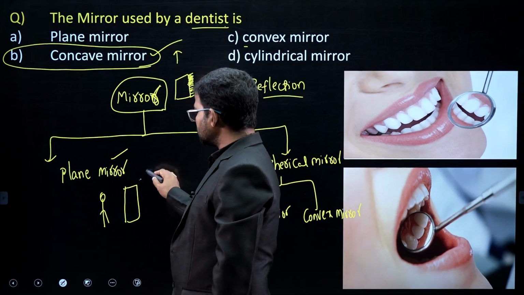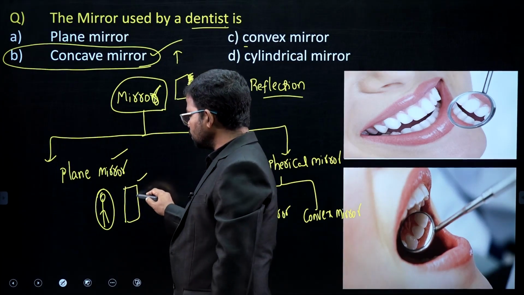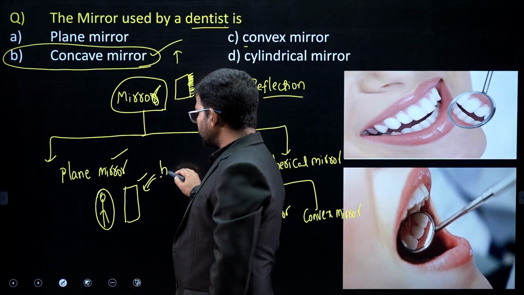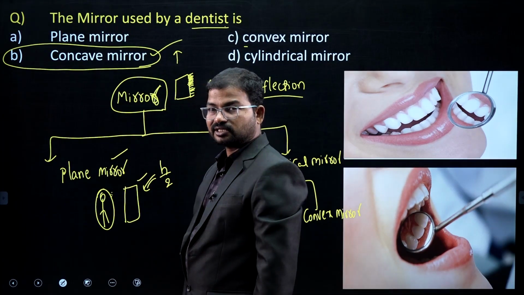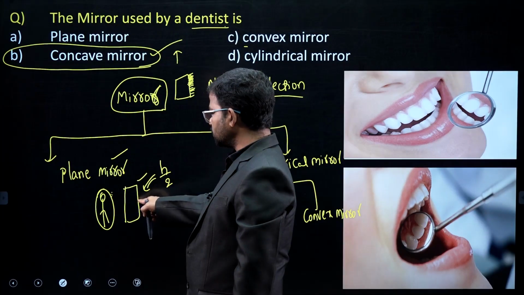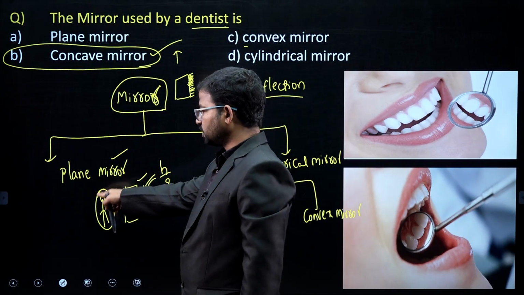To get the complete image of an object, you should consider half the size of the object. You have to consider the mirror. The mirror height should be half of the height of the concerned object.